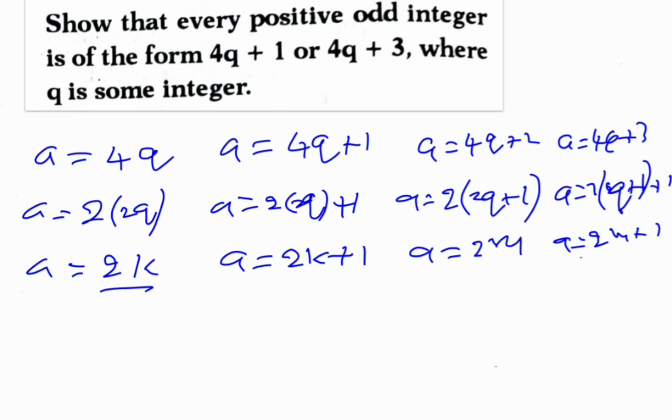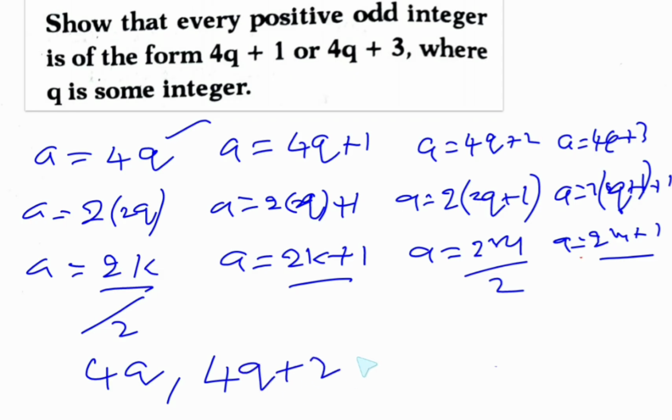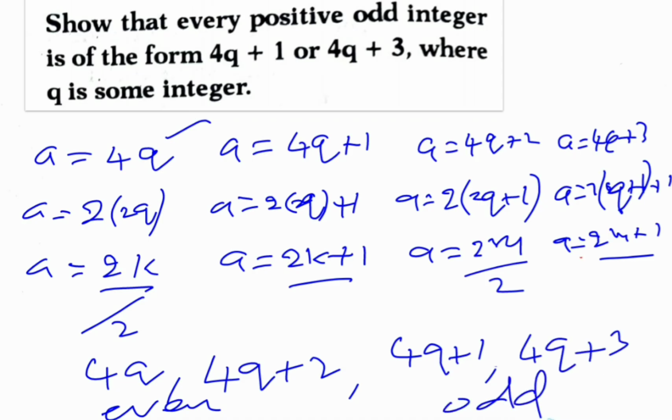Now observe it, this is an odd number because a is divisible by 2 in the even case, but in the odd case it is not divisible. So the first one, 4q and 4q plus 2 are even numbers, and 4q plus 1 and 4q plus 3 are odd. So every positive odd integer is of the form 4q plus 1 and 4q plus 3.